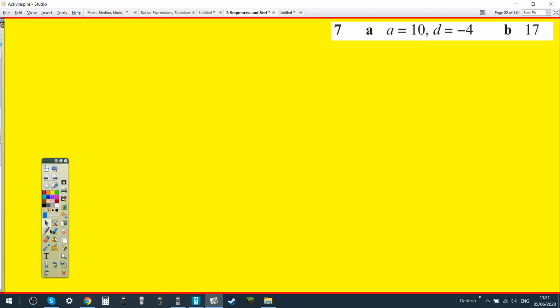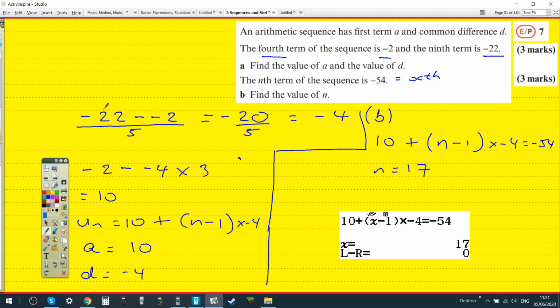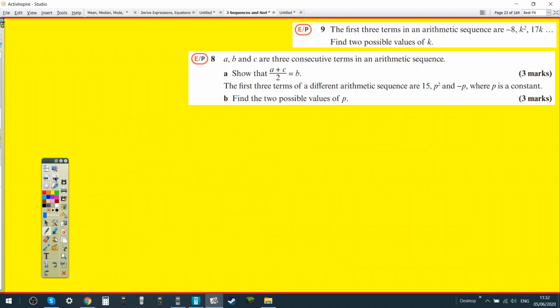Let's just check this one. A is 10, D is minus 4, and n is 17. Great. Any questions there? No. Okay. Let's see this one. Oh, wow. All right. Any idea how you do question 9?